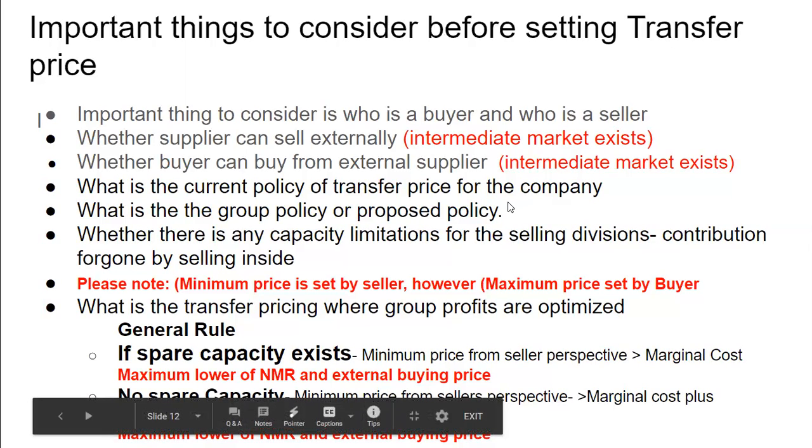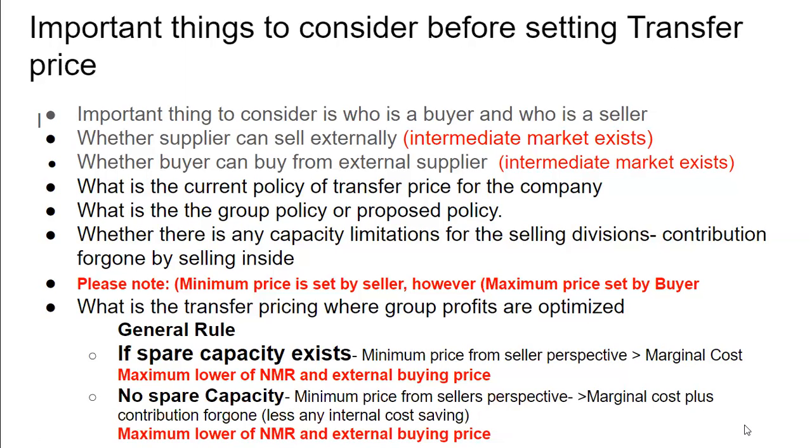Then here you have to follow the general rule. So what is the general rule? I have already made it, but now I just want to state it right in front of you. If spare capacity exists, the minimum price set from the seller perspective would be that covering its marginal cost. And the maximum in that case would be the lower of net marginal revenue and external buying price.